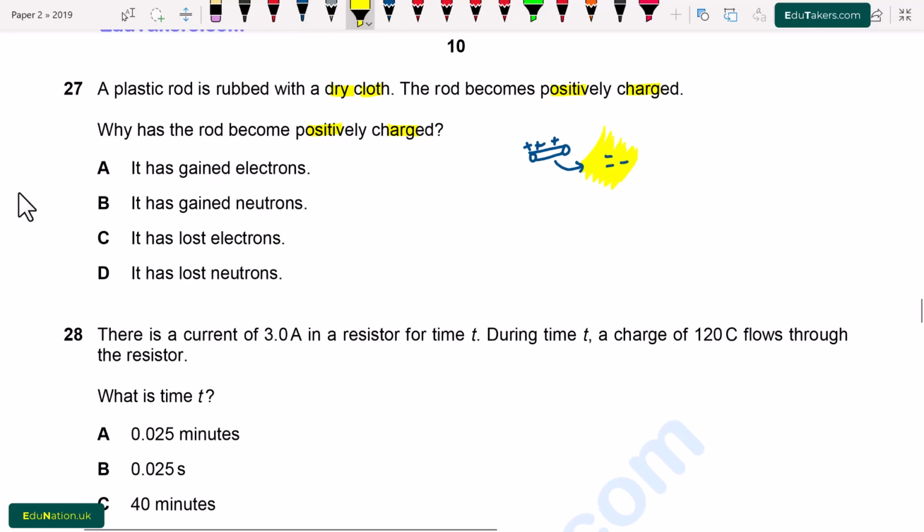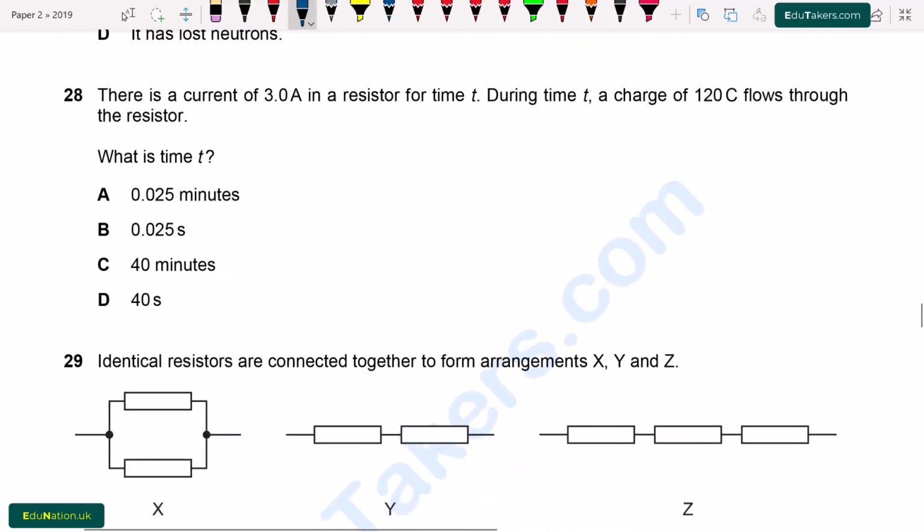Now we see the options. Option A, it has gained electrons. B, it has gained neutrons. C, it has lost electrons. So option C is correct because it has lost electrons, so it becomes positively charged.